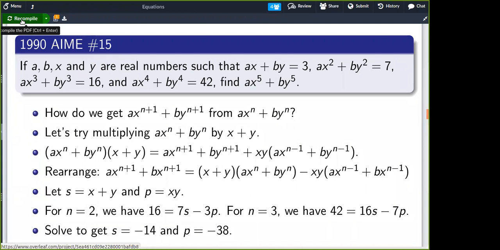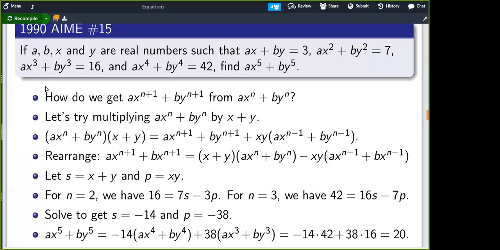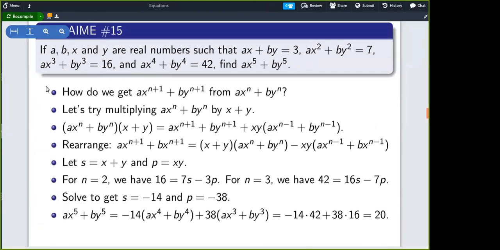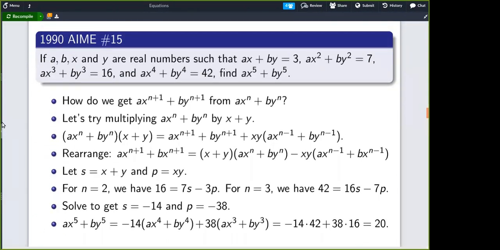So now we can just use this recursion to find the next term, which is ax to the fifth plus by to the fifth. So if we use the same recursion that we derived up there, it's negative 14 times ax to the fourth plus by to the fourth plus 38 times ax cubed plus by cubed. And so if we plug in the values that we were given, that's equal to 20. So that's the answer.